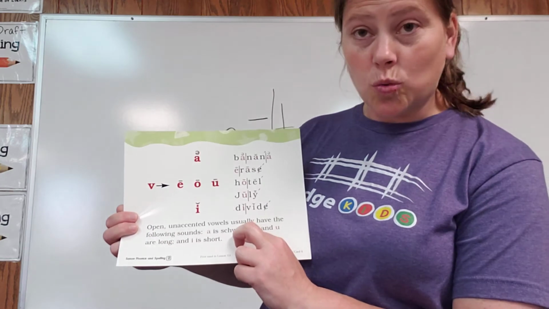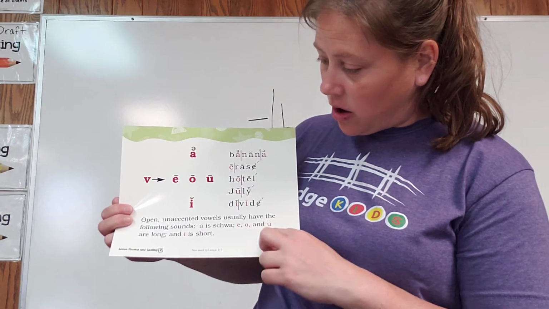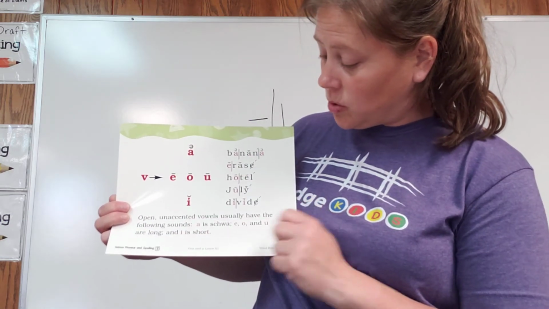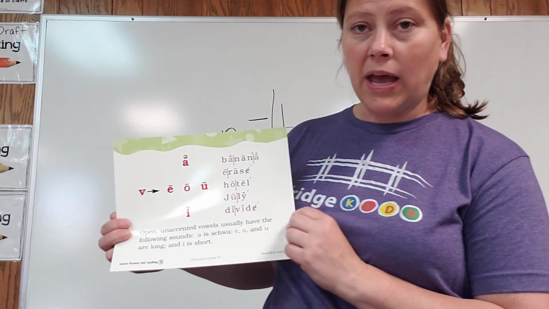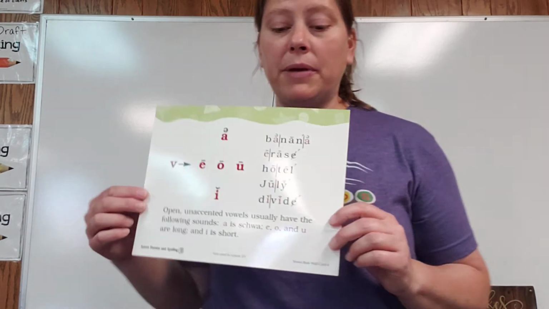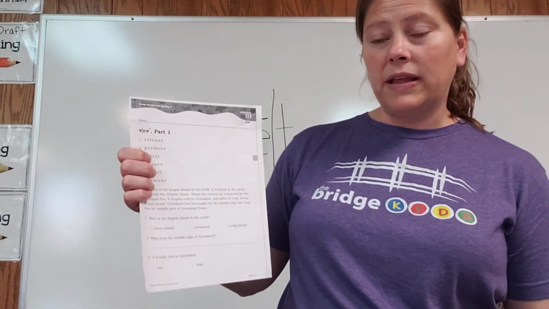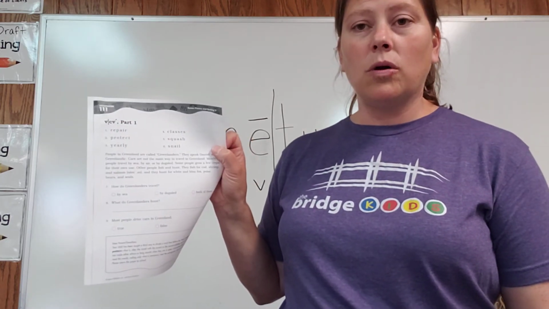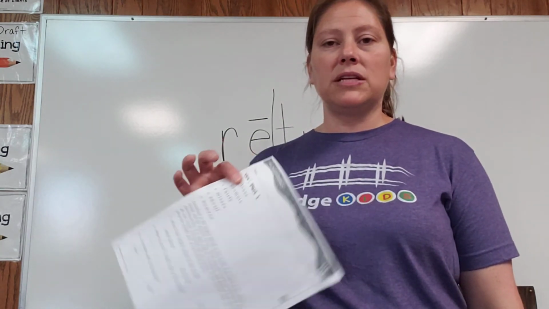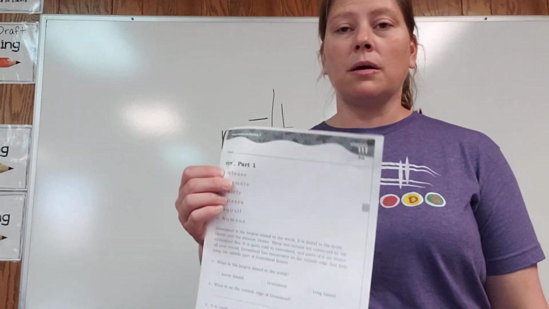A, which is the schwa sound, and we'll cover that in another lesson. Or E, O, and U, which are long, and I, which is short, as in divide. That's a little different too, and again, we'll cover that in a different lesson. So this is the information that you need in order to complete worksheet 111, and then the back side homework 111. If you have any questions about that, just email, text, whatever you need to do, and I'll answer whatever questions I can in order for you to be able to complete this page.